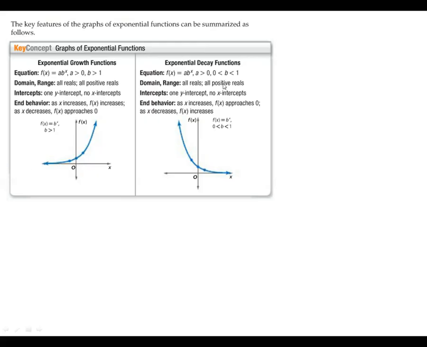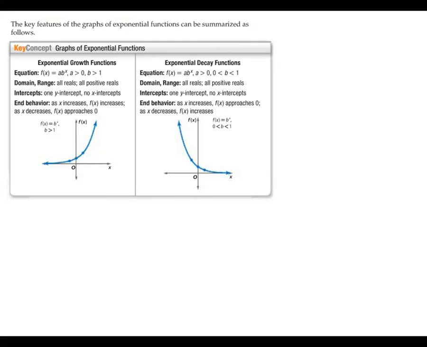For decay, it's kind of flip-flopped. The equation has the same form, but the value of b is between 0 and 1. The domain is still all real numbers. The range is all positive reals. And again, you have to take into account that might change if you're adding or subtracting a number off of the exponential function to shift it up or down. There's going to be one y-intercept and no x-intercepts, again, unless you shift it up or down.